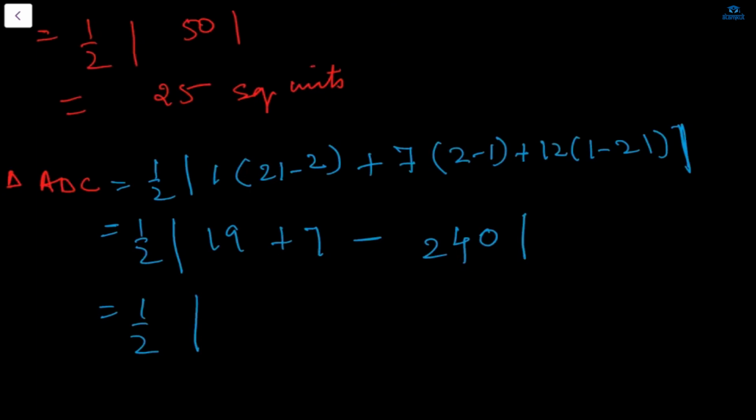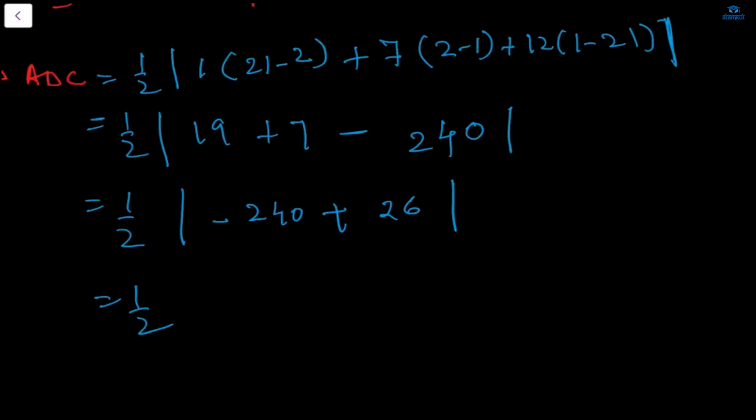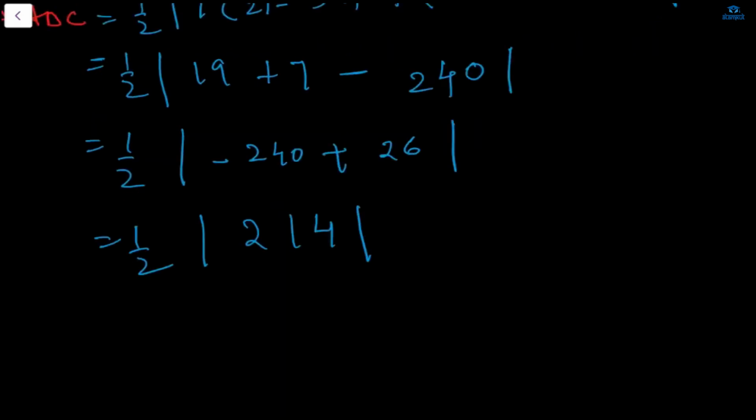See, that's why mod is important. You'll get a negative value here. So you get minus 240 plus 26. Understood? So you put mod and it will be 214. After taking the mod, the value becomes positive. So it will be half multiplied by 214, and you will get 107.